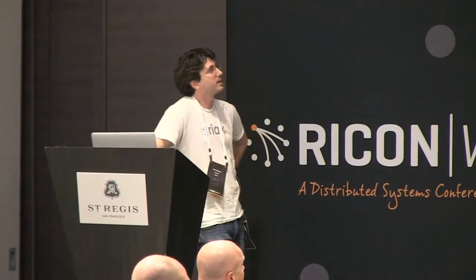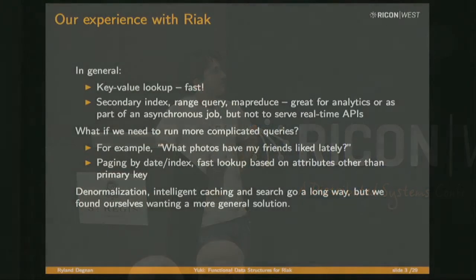So, our experience with Riak. In general, key-value lookup, great. Super fast, scales well. But when you start to make more complicated queries using secondary indices, range queries, MapReduce, those are great if you're running them as an asynchronous job. But if you're actually serving a real-time REST API, we found them to be a little bit unpredictable, and the latency was just a little bit too great for us. We needed to find another solution.